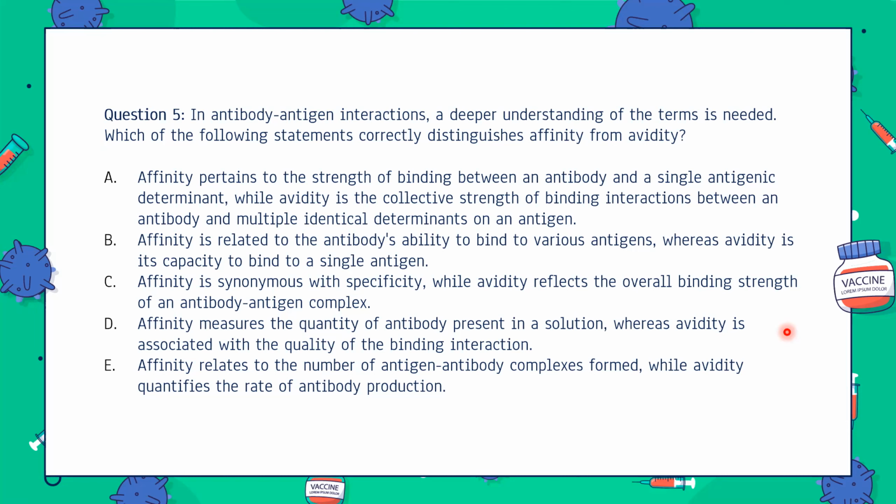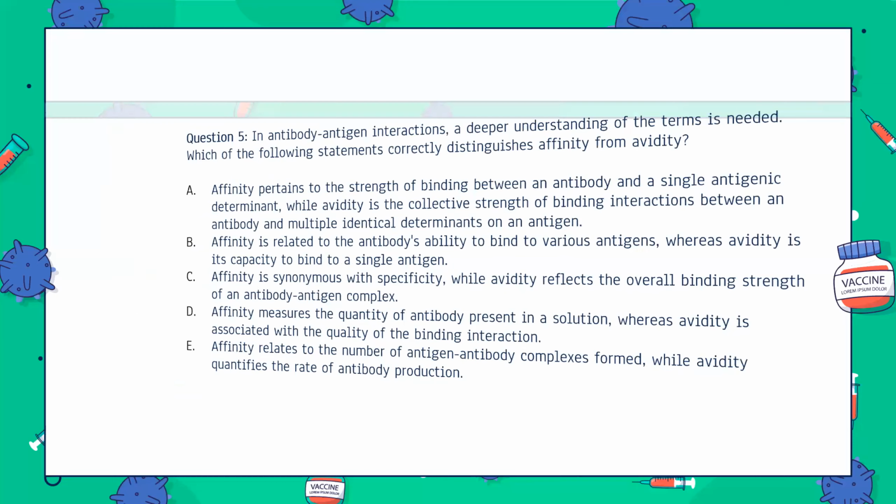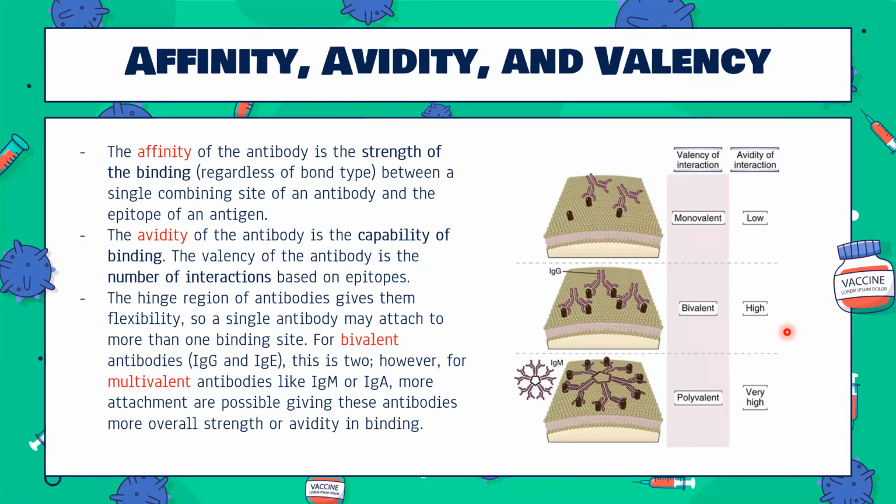All right, see, I told you guys, whenever it's in A, you get it immediately. Great job. So going back to our slide, the affinity is the strength of the binding, the avidity is the number of interactions and the capability of binding.